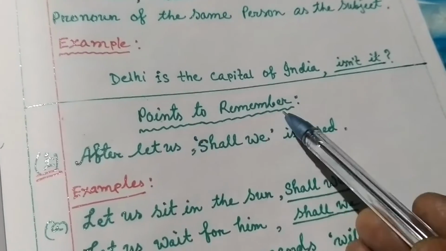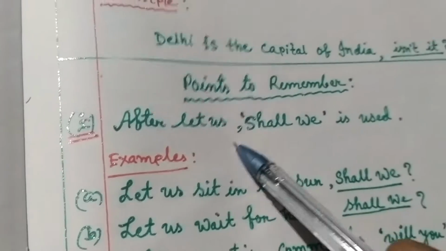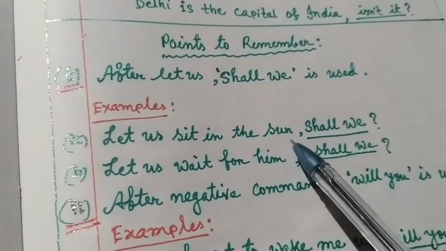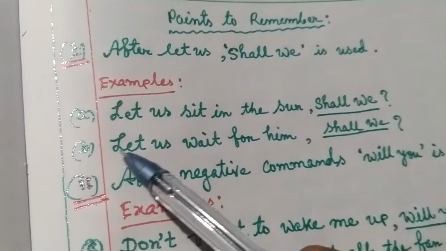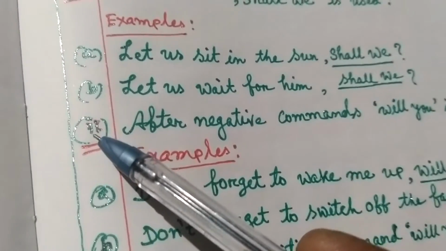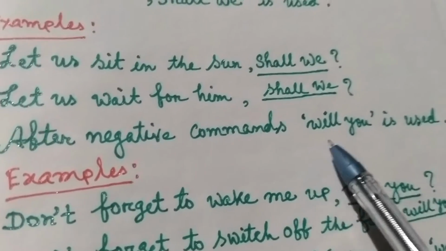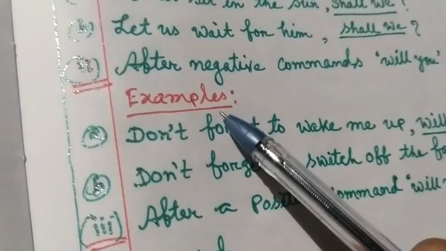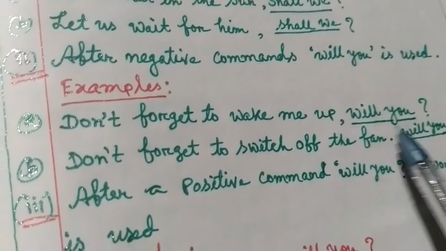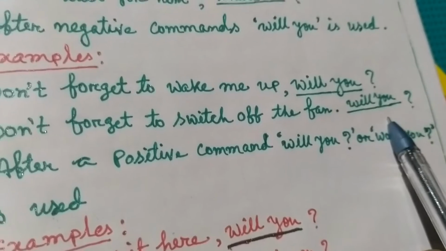Now students, points to remember. Number 1, after let us, shall we is used. Examples: A, let us sit in the sun, shall we? B, let us wait for him, shall we? Number 2, after negative commands, will you is used. Examples: A, don't forget to wake me up, will you? B, don't forget to switch off the fan, will you?